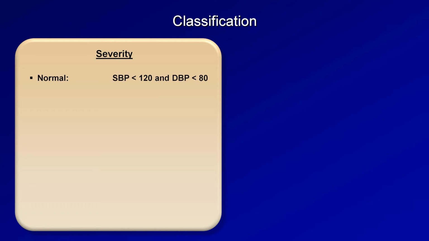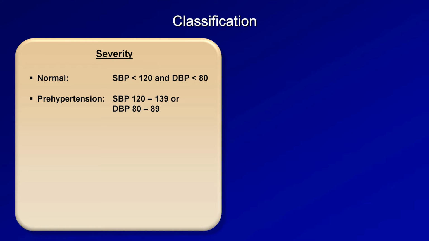I'll now move on to the classification of hypertension. There are several different complementary approaches to how it can be classified. The first is the easiest, as it's only based on blood pressure measurement. If the systolic pressure is under 120 and diastolic pressure is under 80, the patient's pressure is considered to be normal.